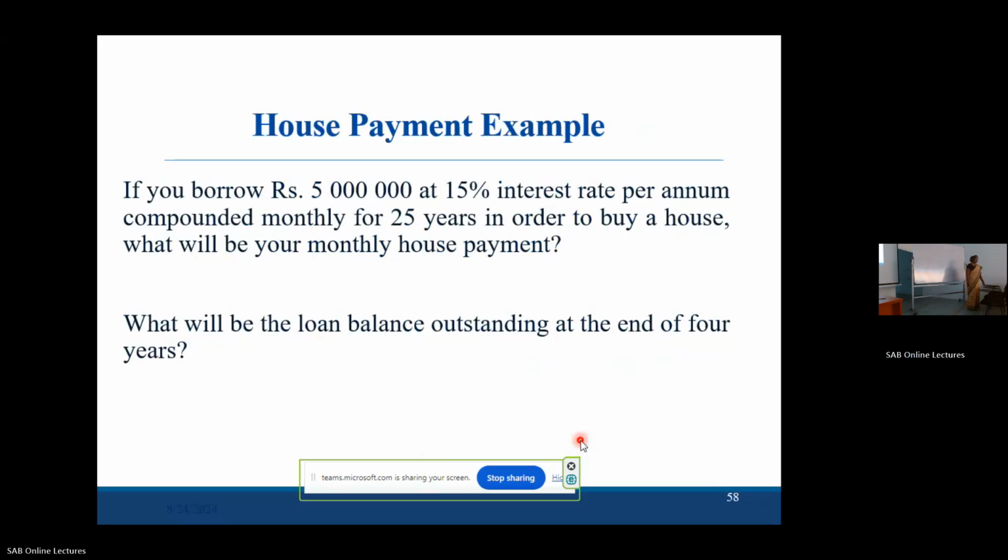Look at this one. If you borrow 5 million at a 15% interest rate per annum, compounded monthly, for 25 years, in order to buy a house, what will be your monthly installment? For the exam, you will get a question like this. Present value, future value, so you get applications like this. If you borrow 5 million at a fixed interest rate of 15% to be prepaid in 25 years with a monthly installment.